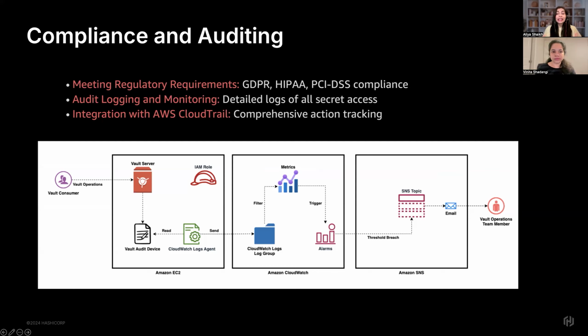Coming to integration with AWS CloudTrail. When used together, Vault and CloudTrail provide comprehensive tracking of all actions taken in your AWS environment, including secret access and generation. And then we have access controls. Vault's fine-grained policies help implement and demonstrate compliance with access control requirements. And then we have encryption. Vault's encryption capabilities, especially when integrated with AWS KMS, help meet the data protection requirements.